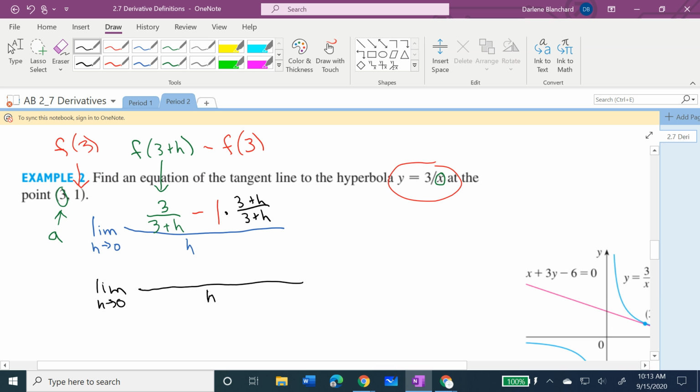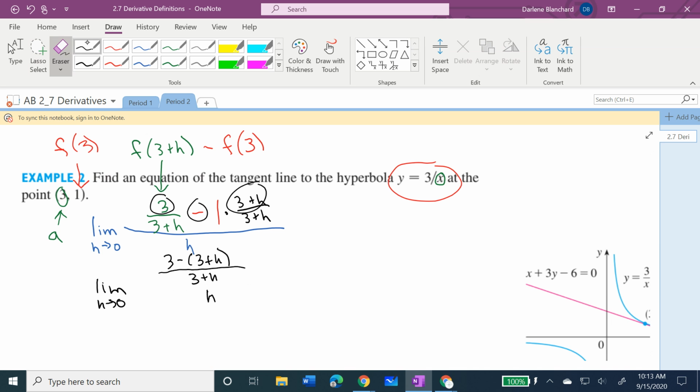Now, for the numerator's fraction, it has the common denominator 3 plus h. And then subtracting the numerators, make sure you put parentheses as you subtract. I didn't mean to erase the entire line, but that way I can write over here to the side. You can see that we get 3 minus 3.